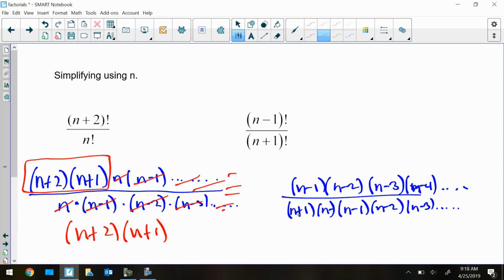So it turns out that you have n minus 1, n minus 1, n minus 2, n minus 2, n minus 3, n minus 3, and all of the rest of that stuff will cross off. So you are left with an n plus 1 and an n, but be careful, they are left over in the denominator, so they need to stay in the denominator. And so therefore, you have 1 in the numerator.